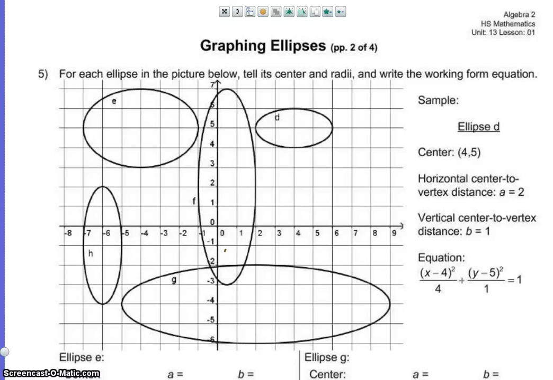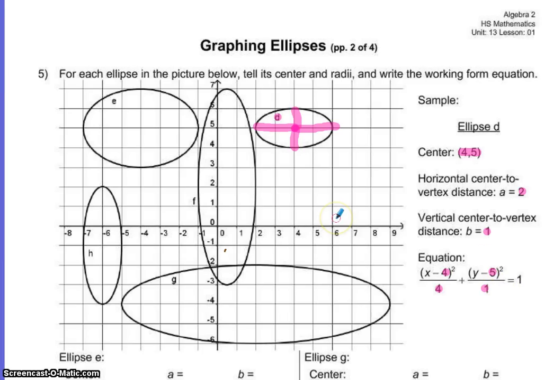Okay, looking at the next page, it says for each ellipse in the picture, tell its center and radii and write the working form equation. So let's focus first on ellipse D. So I know if I want to know the center, that center is at 4, 5. So now the horizontal center to vertex distance, if I go over, I would go over 2. And I would go up 1 and down 1. So that gives me my A and my B. And then I would use those numbers to denote my equation.